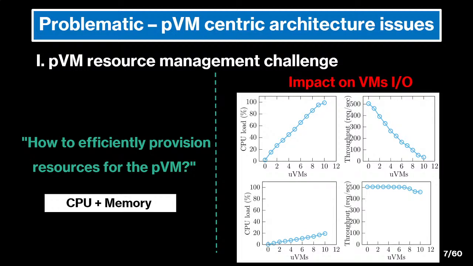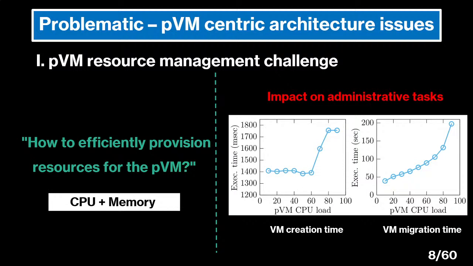The CPU and memory of the privileged virtual machine also affects administrative operations such as virtual machine creation and migration time, which are crucial operations for scalability or even maintenance operations. Here we plot the migration and the creation time against the load on the resources of the privileged virtual machine, and we can observe that as the load on the resources of the privileged virtual machine increases, the time needed to create and migrate also increases.